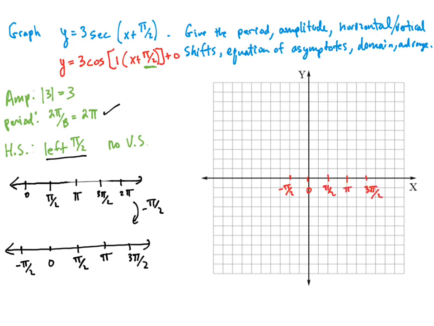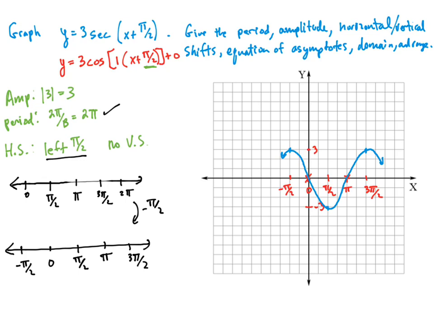Okay, we have an amplitude of 3. The cosine crosses the horizontal axis at the quarter points, and then it's going to start at a maximum here. It's going to come down here. So the cosine graph looks like this. Okay, so there's the cosine graph.